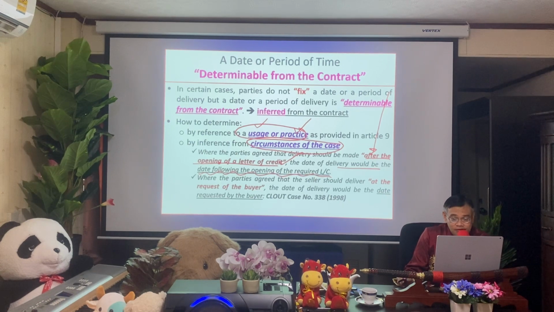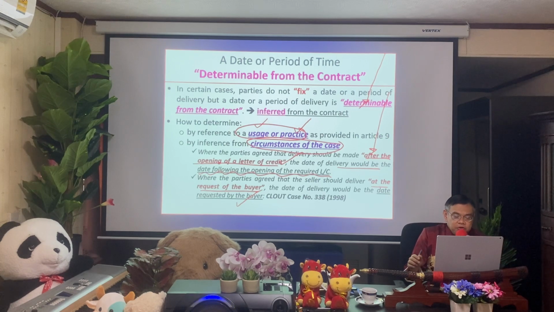Or similarly, if the contract requires the delivery to be made at the request of the buyer, this expression conveys the inference that the date of delivery is the date requested by the buyer. So this is the date of delivery, not fixed by the party, but determinable from the contract. It may be determinable from circumstances of the case.